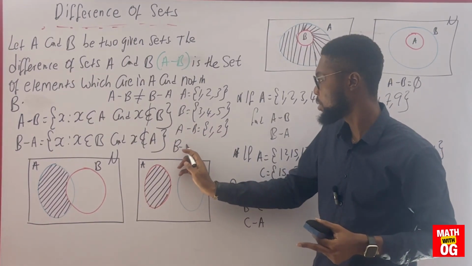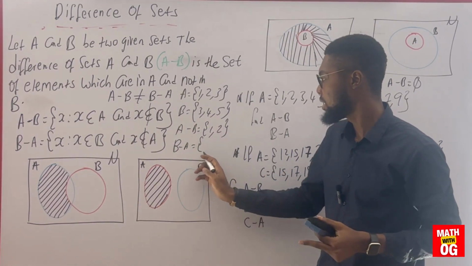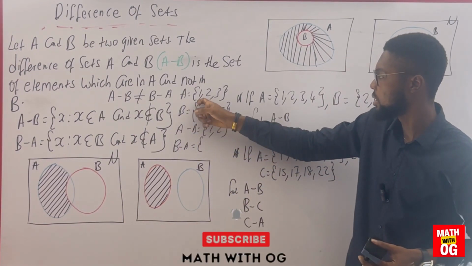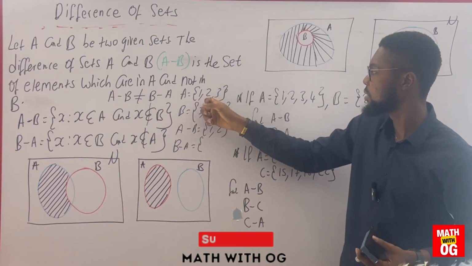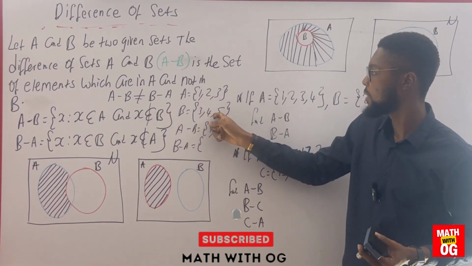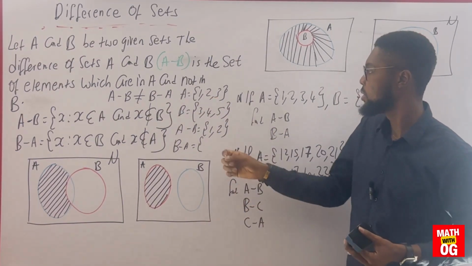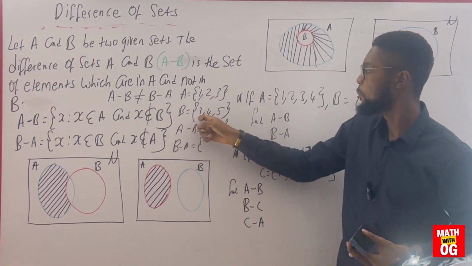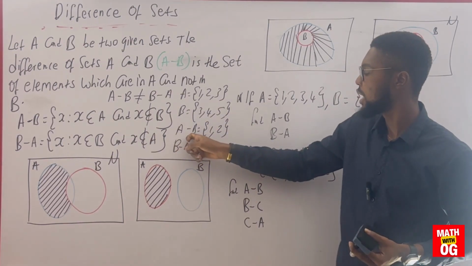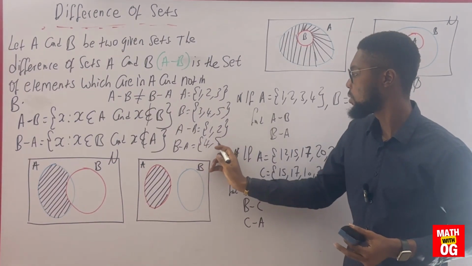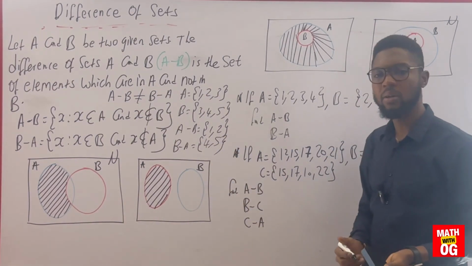Similarly, if you are asked to find B difference A, it is simply the elements in B that are not in A. What are the elements in B that are not in A? It is simply 4 and 5, because you can find 3 in B and also in A. So for B minus A, you focus on B. For A minus B, focus on A. So B difference A is {4, 5}.